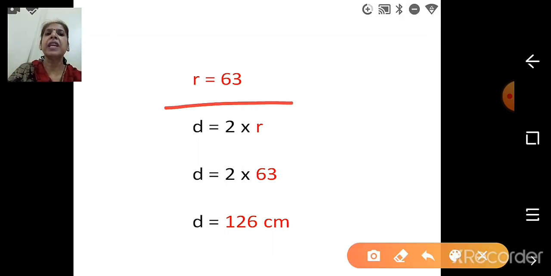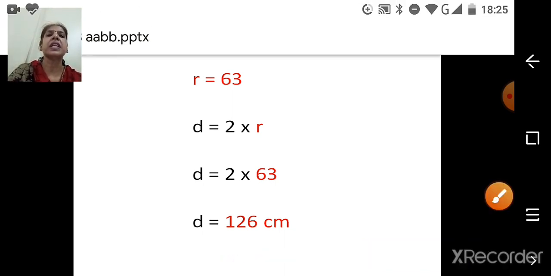Again the same thing, we have to find the diameter. So diameter is equal to 2 into radius. So you have to multiply 2 with 63. Now multiply 63 with 2. It is 126. Some numbers you can multiply horizontally and write. 2 threes are 6, 2 sixes are 12. So diameter is 126 centimeter.